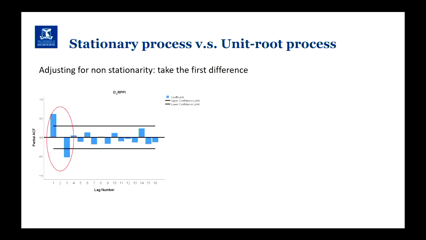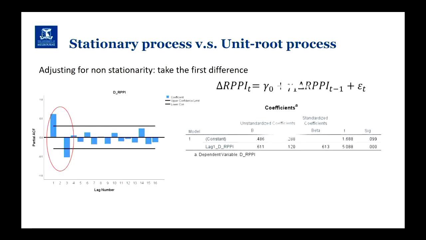So what we do for the non-stationary time series is normally take the first difference. Instead of analyzing the RPPI itself, we will analyze the changes in RPPI, and then we can test whether the difference, or the changes in RPPI, is stationary or not.